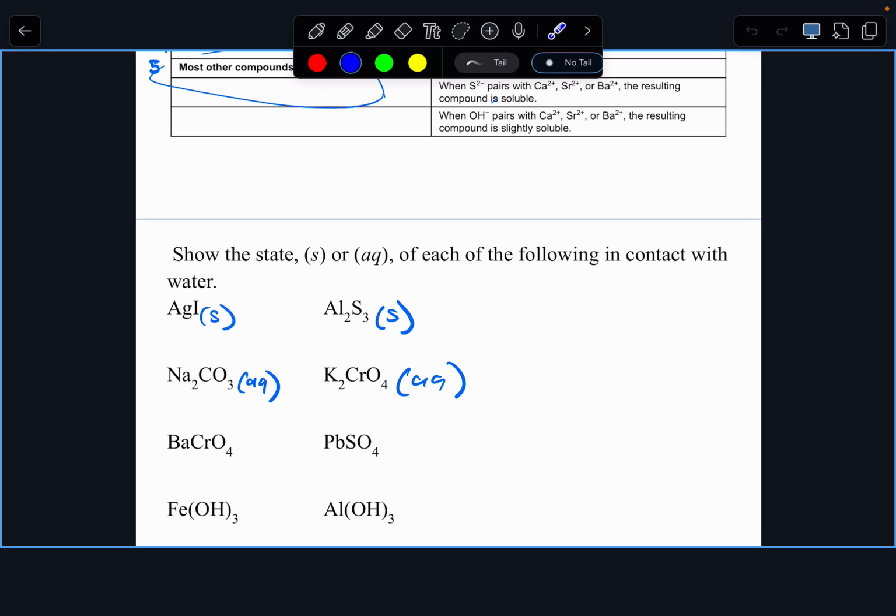Okay, so we're using the solubility rules to determine will these compounds be aqueous in water or solid. And I'm going to add a few more to the list just to make sure we get a decent amount of practice.